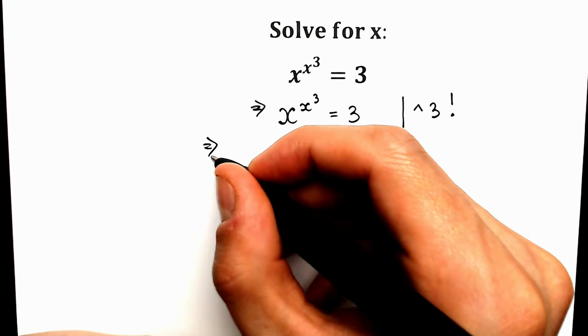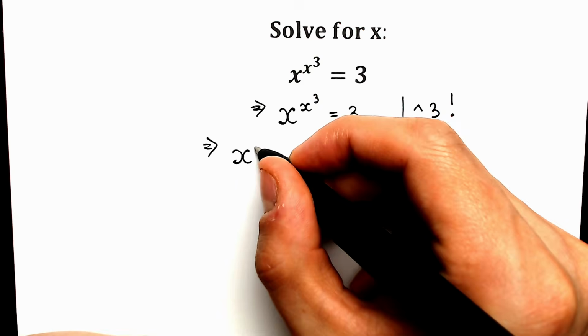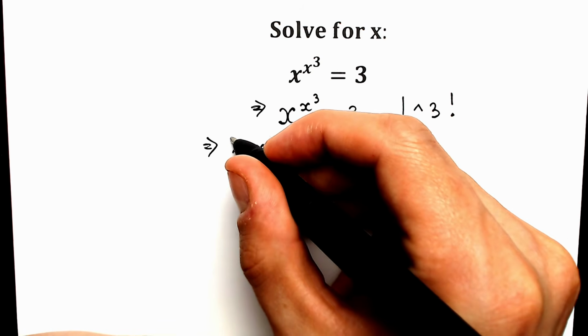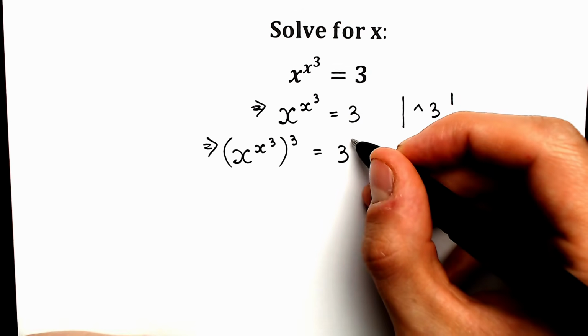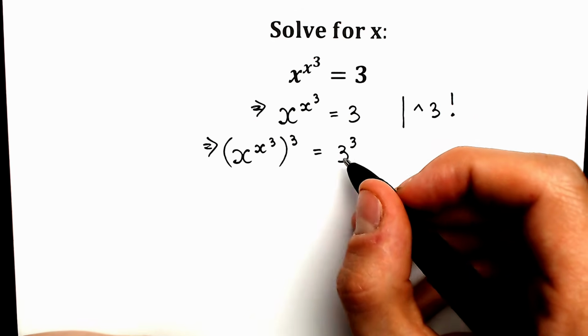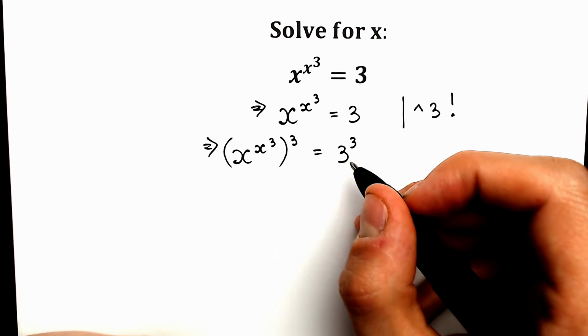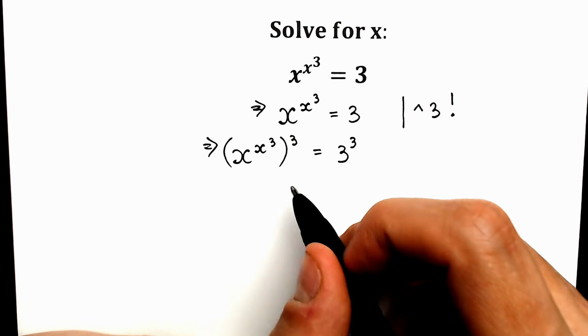As a result, on the left side we have x to the power 3, raised to the power 3, and equal to 3 to the power 3. This is equal to 27, I guess, but I don't want to evaluate it. And right now, let's look closely at this expression.